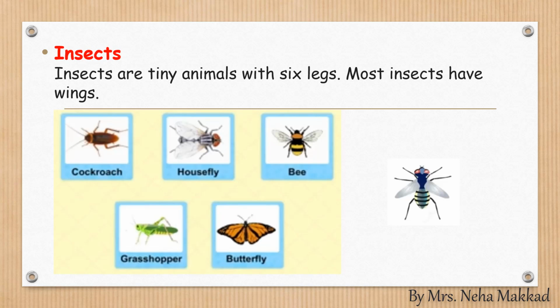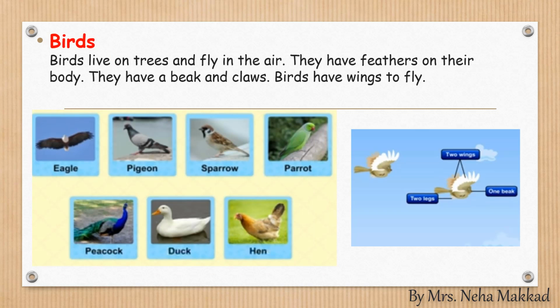And the bees, like the honey bees, we find gathering honey. Grasshopper is a green color insect found on grass. Butterfly, you know the butterfly, it sits on the flowers. Now birds, children. Birds live on trees but they fly in the air.